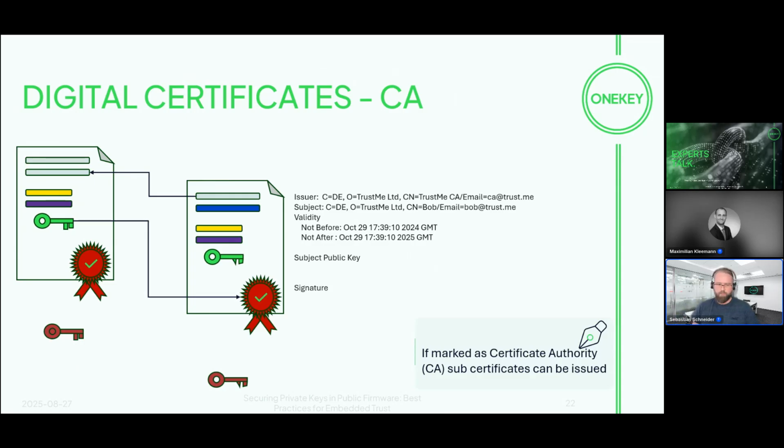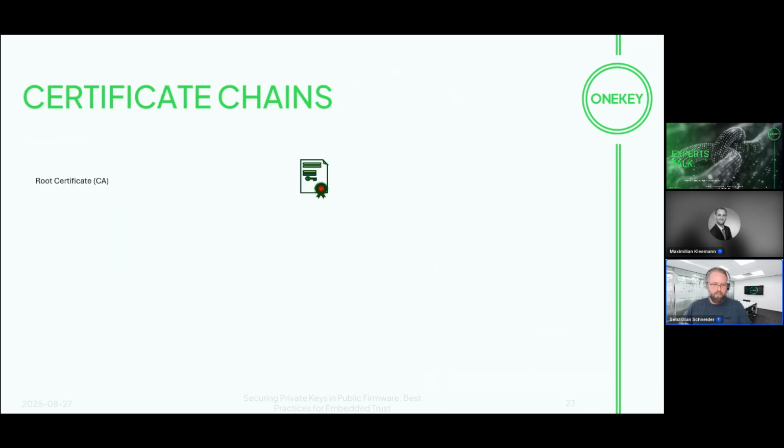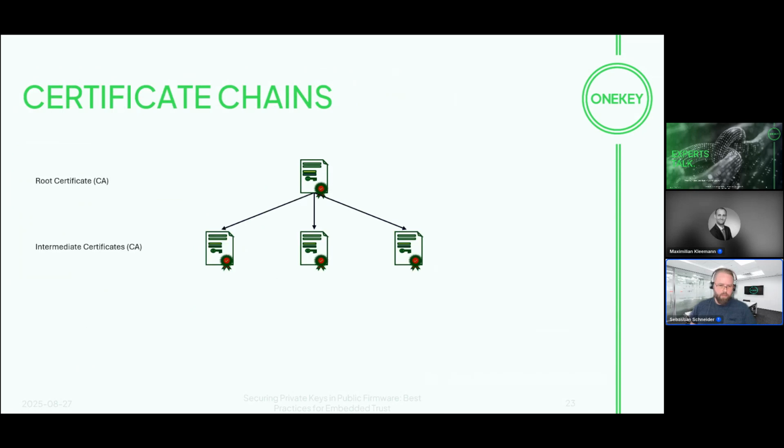But of course, it is not always so easy that we have a root certificate and directly leaf certificates. In practice, we see that we have a certificate authority, which has one or multiple intermediate certificates. If you're looking at an organization, this could be one intermediate certificate per branch. Or if you think of device certificates, you could have one common root certificate and then intermediate certificates per product family.